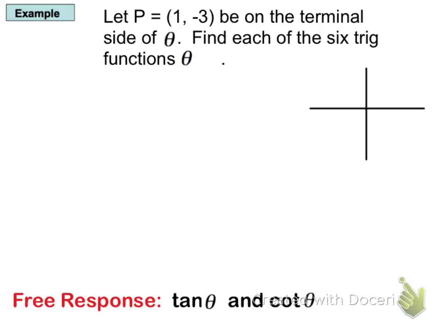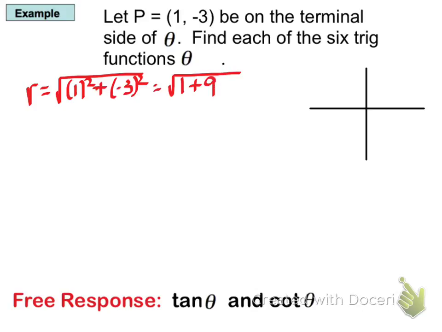Let's look at one more example for today. We have our point 1, negative 3. It's the terminal side of theta, and we want to find the values of the 6 trig functions once again. I'm going to show 2 ways. Let's first just find the radius using that last formula I gave you. Remember, we said the radius is going to be the square root of the x value squared plus the y value squared. So we'd have the square root of 1 plus 9, which equals the square root of 10.